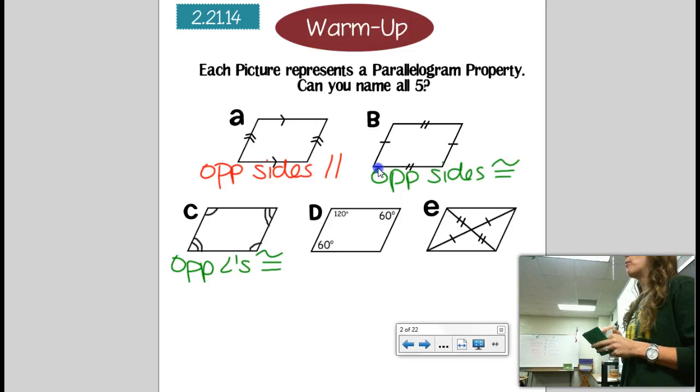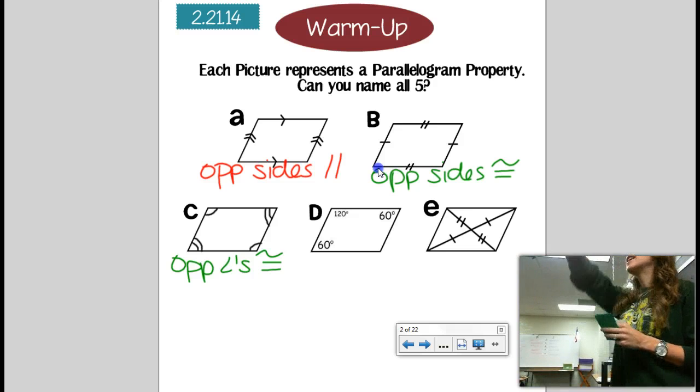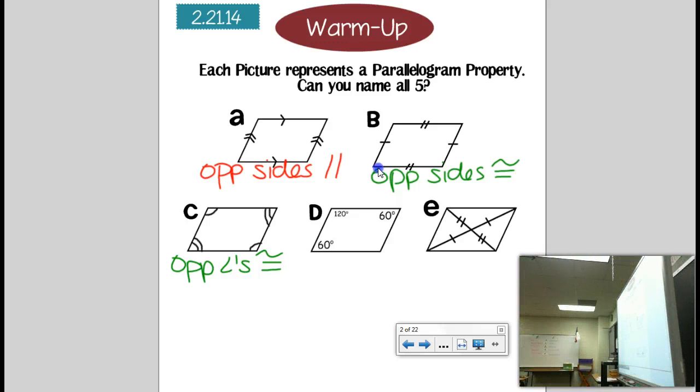We used a word yesterday and it started with a C. Can anyone recall that word? It's not opposite. It's not corresponding. Consecutive. Matt got it. Consecutive angles are supplementary. That's what that's called. Write it down.